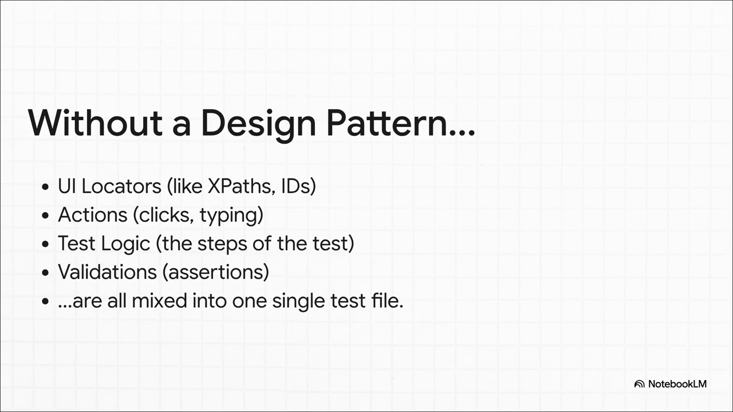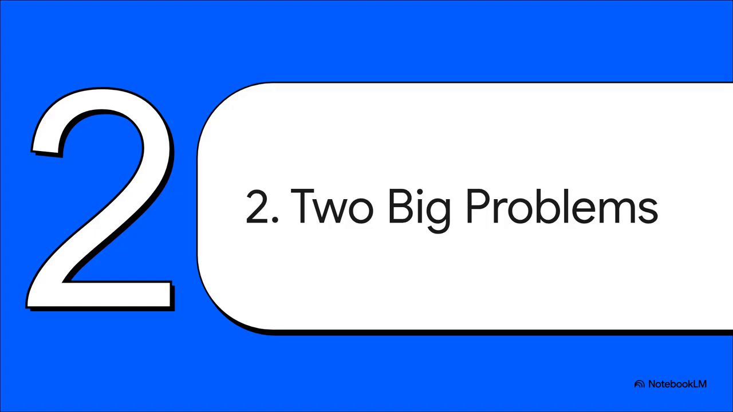Pure chaos. The what, your UI locators, your XPaths, your IDs for buttons and fields, that gets all mixed up with the how, the actual clicks and the typing. And then that gets mixed up with the why, the test logic, the assertions. It's all just one big messy soup, all in one file. So this jumbled mess of code, this whole approach, it leads to two huge problems. And honestly, they can completely derail a project.